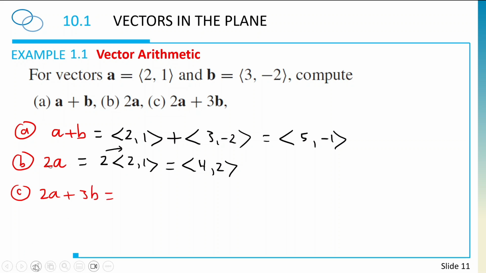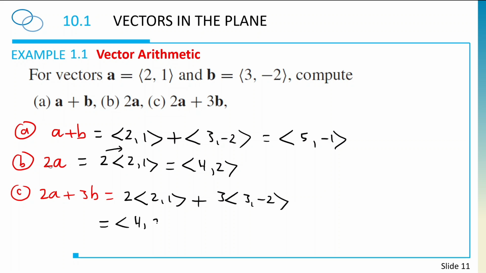And this is equal to 2A. We can use what we have from B. So 2 times A is 2 times (1, 2) plus 3 times B, which is (3, -2). Again, we'll use the distributive property. So this is (4, 2) plus (9, -6). Now we add them, and this is equal to (4 + 9, 2 + -6), which is (13, -4).